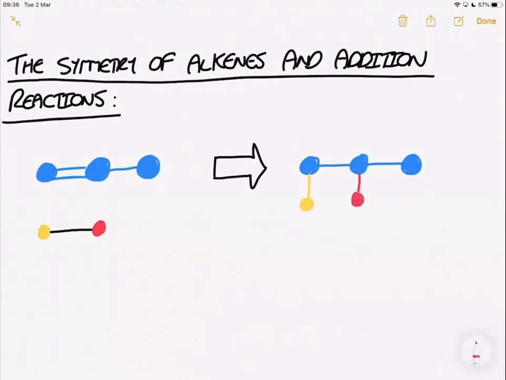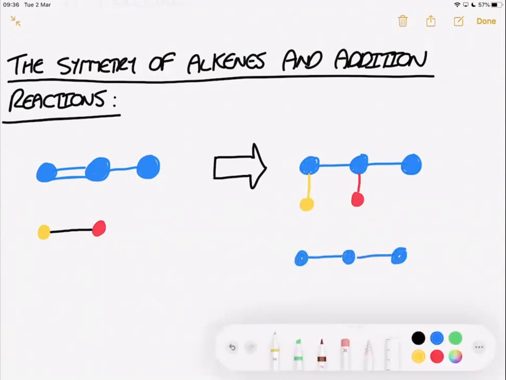We've put the yellow circle in the 1 position and the red circle in the 2 position, okay? If we were to redraw our product with 3 carbon atoms joined by single bonds, and then attach the yellow circle in the 2 position and the red circle in the 1 position, that is not the same molecule. It is a position isomer of the first molecule.